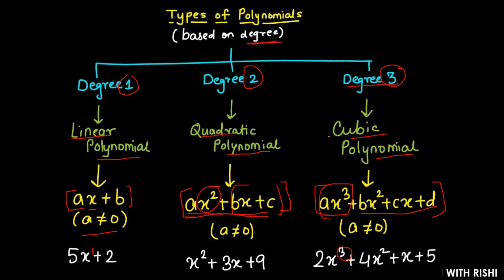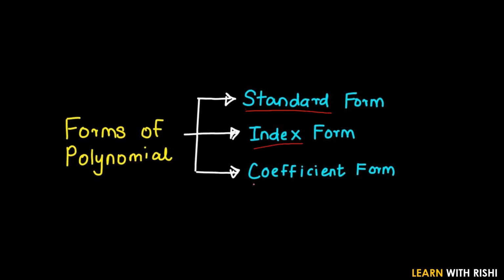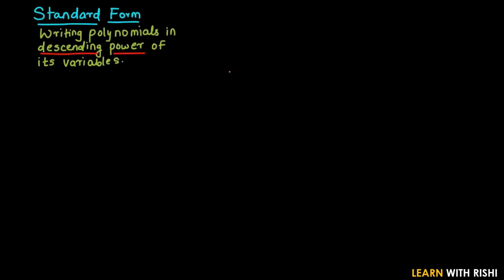So I hope you understood the types of polynomial based on the number of terms as well as based on the degree of polynomial. Now we'll discuss the forms of polynomial. So basically there are 3 forms of polynomial: one is the standard form, one is the index form, and another one is the coefficient form of polynomial. So let us understand the forms of polynomial in detail. First one is the standard form.